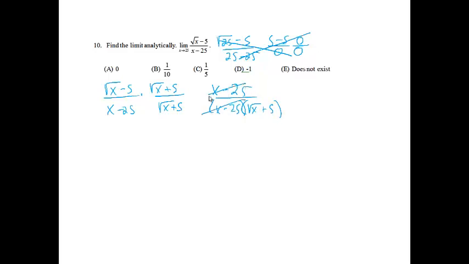Okay, and then I notice that I can cancel my x minus 25s. When I do that, I'm going to be left with 1 over the square root of x plus 5. You'll notice none of the answers look like that, and that's just because we did that so that I would be able to plug in 25. So now I'm going to plug in 25 for my x. I'll get 1 over 5 plus 5, which is equal to 1/10, which is option B. And there we've got it.